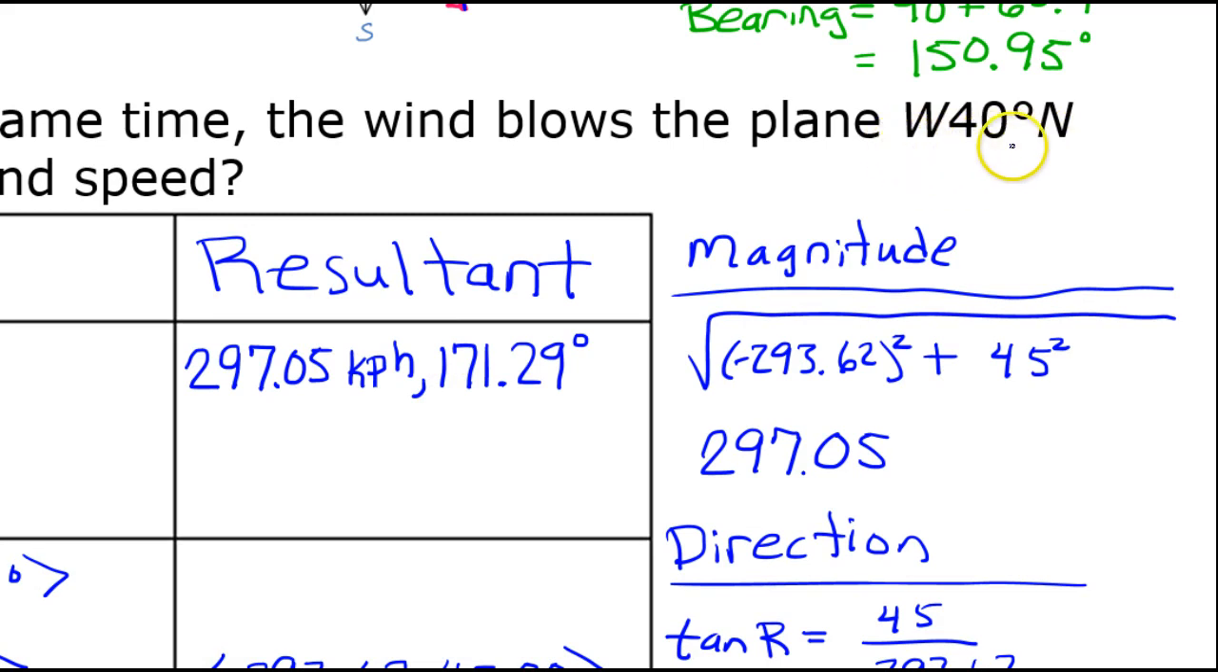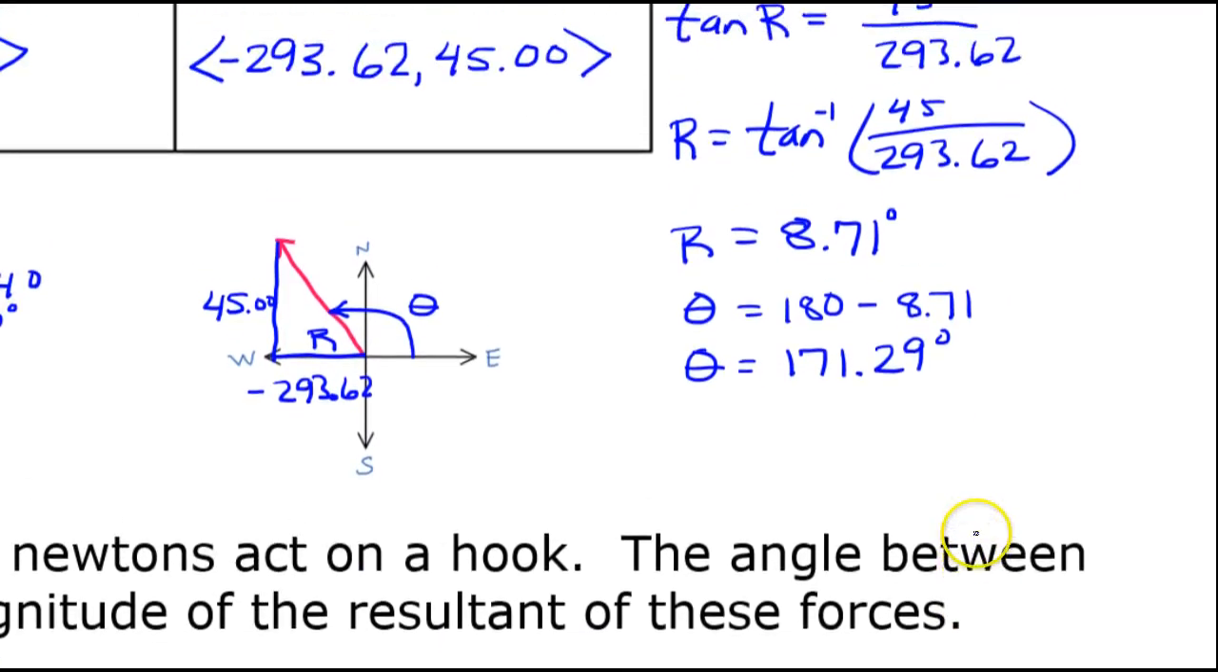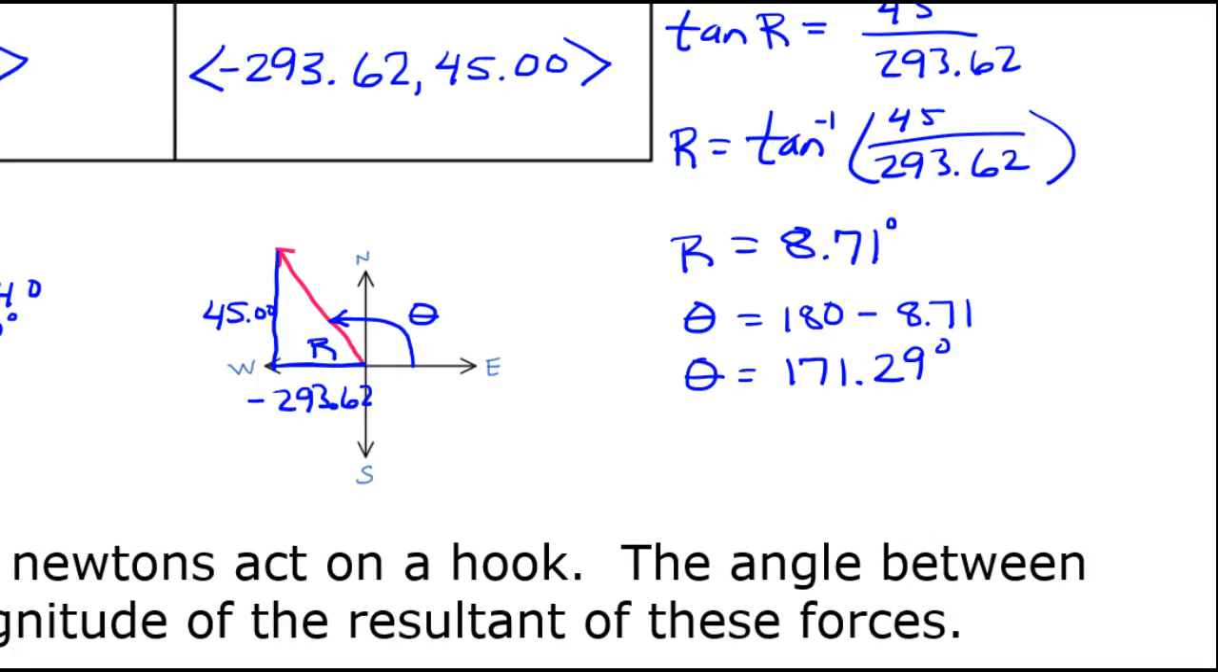However they described the direction in the original problem, I need to write my final answer using the same format. So they gave us directions like west, 40 degrees north, like that. So I need to convert this over to this format of direction. Okay, so how will I do that? Well, I don't want to do any more calculations than I have to. So I already have this reference angle figured out.